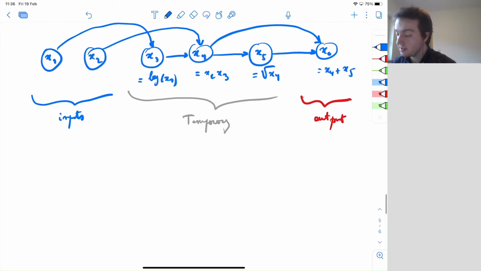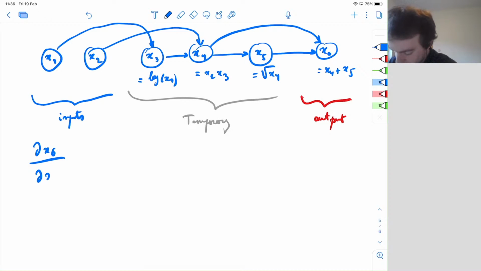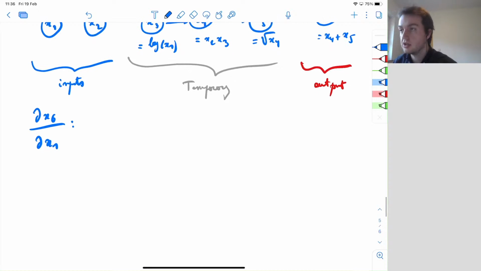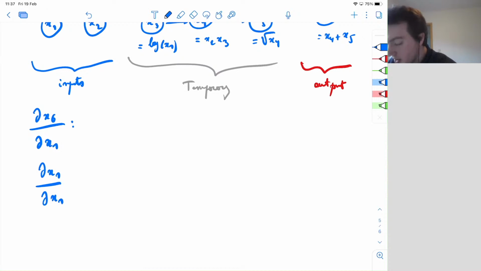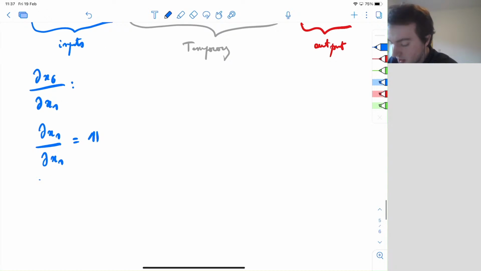So now, let's say what I want to do is to compute the Jacobian of x6 with respect to x1. This is my goal, right? So we'll just run the forward mode of automatic differentiation. The first step is to initialize the Jacobians. So for x1, we said you would initialize it to the identity, and you would initialize the other one, the Jacobian of x1 with respect to x2, to 0.